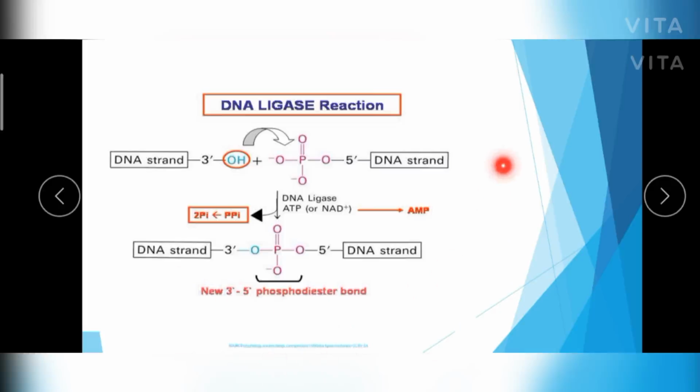Coming to the basic DNA ligase reaction, there are two fragments, the first fragment and the second fragment. These two strands can be bound. The 3' hydroxyl of one strand binds to the 5' phosphate of the other strand. By phosphodiester bond formation, these two strands are able to ligate, and it is a highly energy consuming reaction. For this, it requires ATP or NAD+.